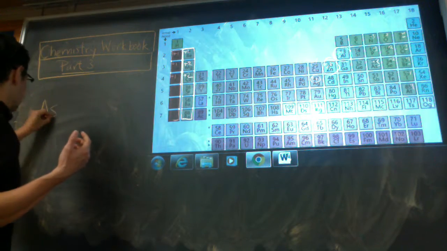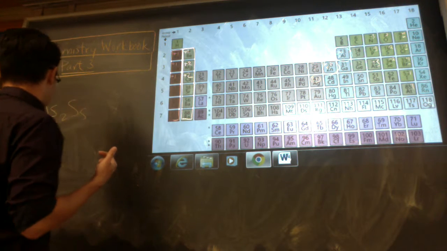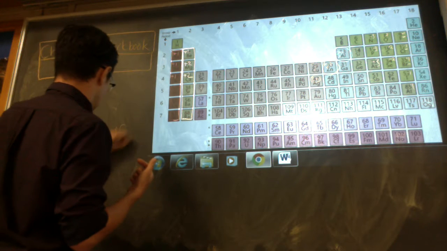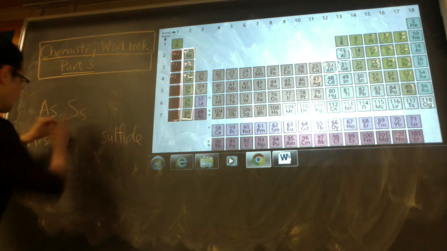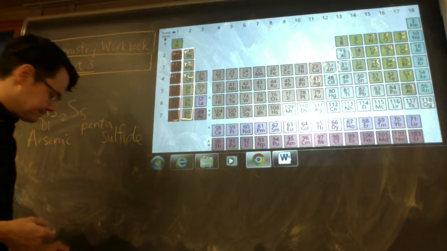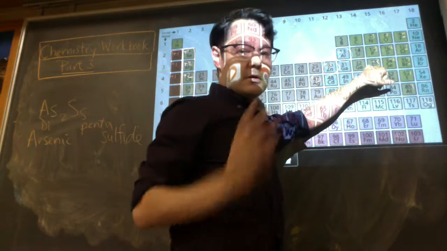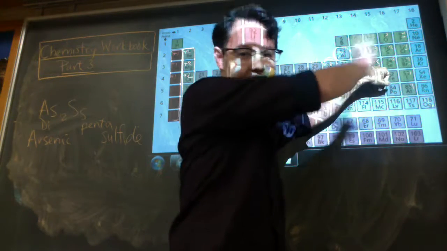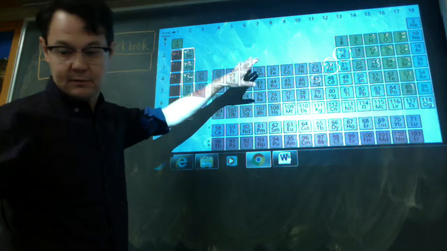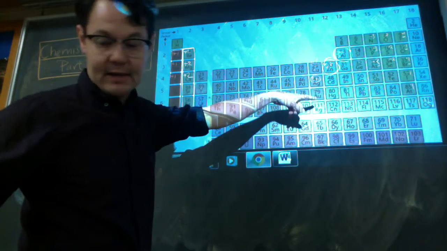So this one here would be arsenic, As2S5. So this is arsenic and sulfide, and it's di, penta. So diarsenic pentasulfide. But you know that it's one of these di tri things because the first element is in the nonmetals and has a negative charge. Zinc oxide. Zinc is a metal. Potassium iodide. Potassium is a metal. SnS2, that's tin, a metal.